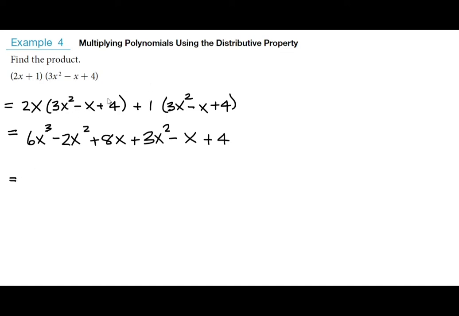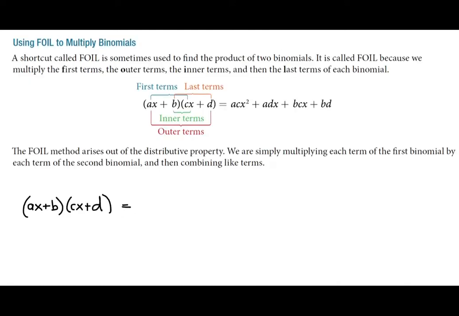So the first step was the distributive property, then we multiplied it out. Now we combine like terms. So I have 6x cubed. Now I need all the x terms together. Minus 2x squared plus 3x squared is just plus x squared. Plus 8x minus x is plus 7x, and then plus 4. And there's my answer in standard form.